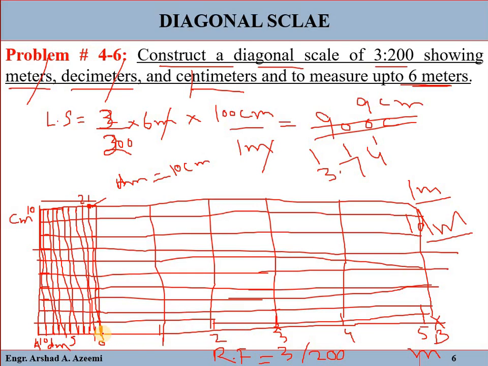Now we have 3.7. So 3.1, 2, 3, 4, 5, 6, 7. Okay, so this is 3.7. Now we have to take 3.74. So 3.7 is up to here. So 3.71, 3.72, 3.73, 3.74. Okay, so from here up to here, that is the distance of 3.74. Okay, so this is the diagonal scale. It will be more clear with the help of other examples.